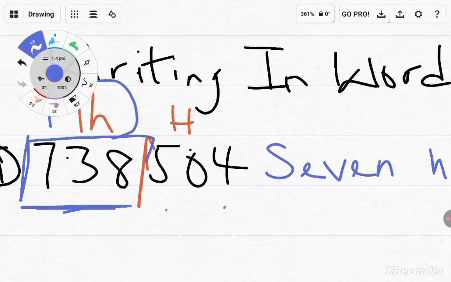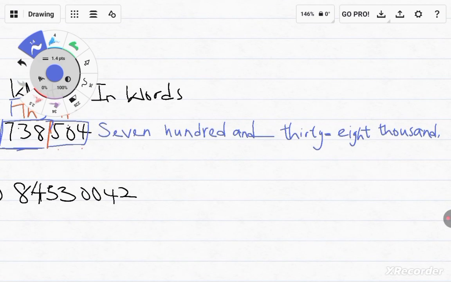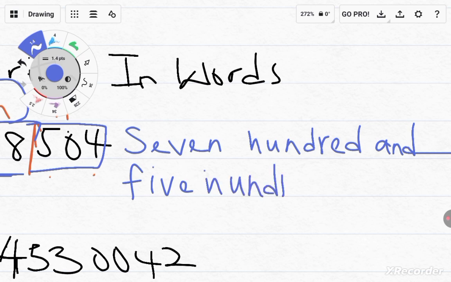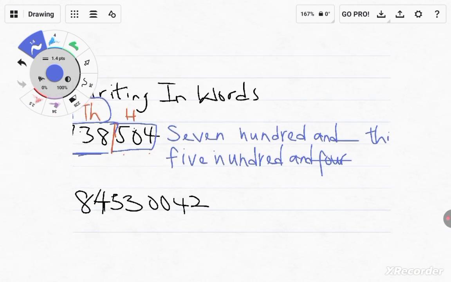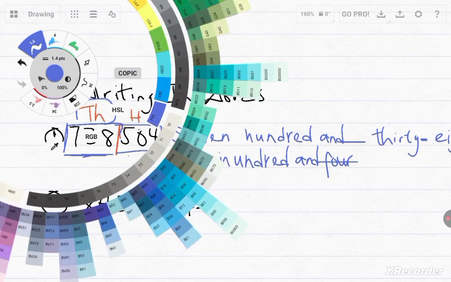738 thousand. The next group, what's the next group? The next group, we have three numbers: 504. What is 504 in words? So we continue. We have written the first group. The next group is what we're dealing with. Next we have 500 and 4. 504. We are done. That's the way to write this number in groups. It's very simple and very easy like that.